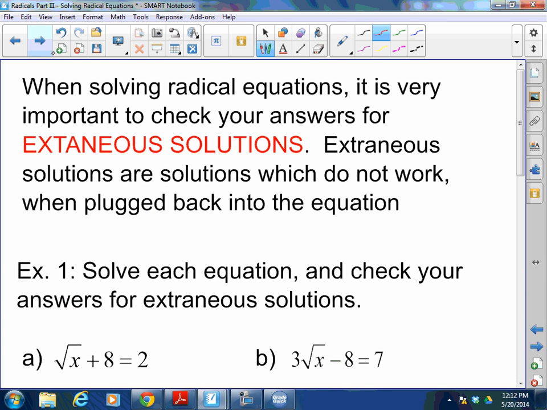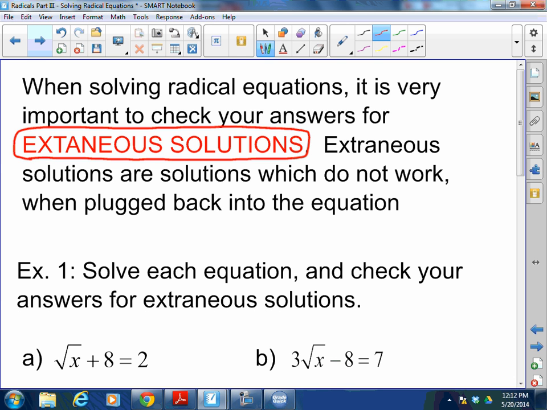So let's move on. When solving radical equations, it is very important, my friends, to check your answers for what's called extraneous solutions. We've talked about this before, but I'm going to go ahead and talk to you about it again. Remember, we talked about this with absolute values. Extraneous solutions are solutions which do not work when plugged back into the equation.